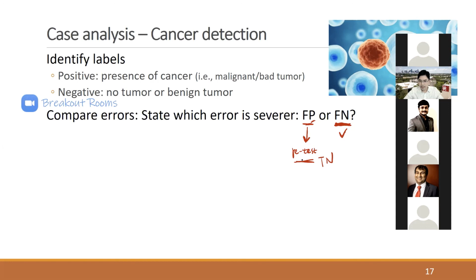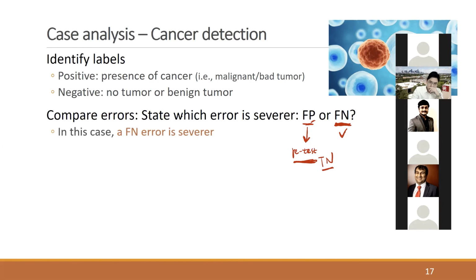So in this case, the cost is an alert, which in fact is a false alert. It's alert and retests and confirm negative. So relatively smaller cost as compared to false negative. So your conclusion would be, false negative error is severer.